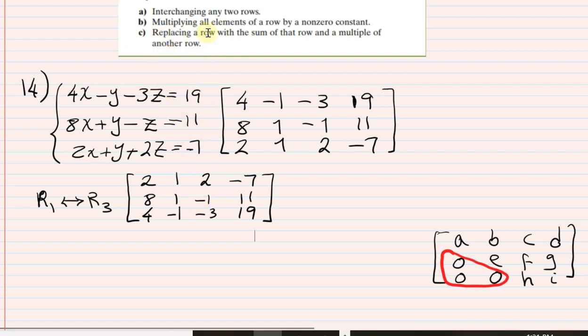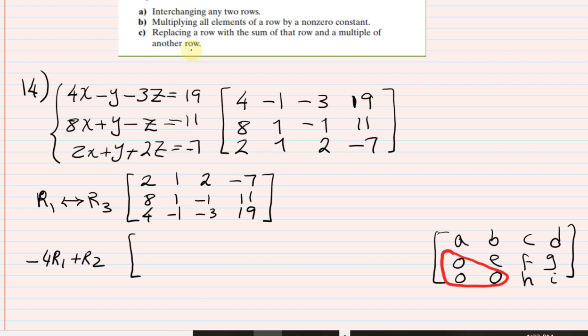Instead of a row, think of it as second row. So I'm going to replace second row with the sum of that row, meaning second row, and a multiple of another row, here would be first row. And this is how I'm going to write that. I'm going to do negative 4 times row 1 added to row 2. Okay, and that's what's going to happen. We're going to replace row 2 with that.